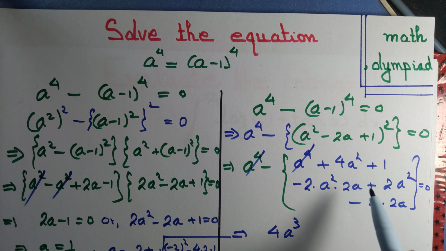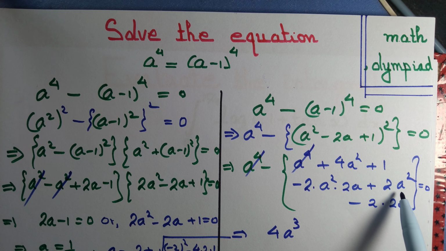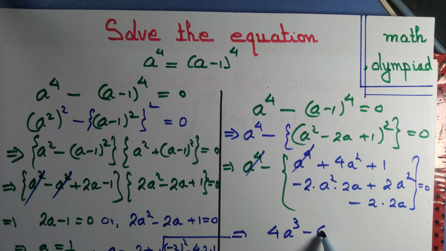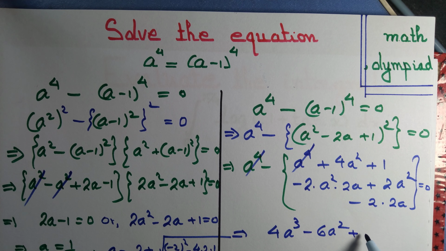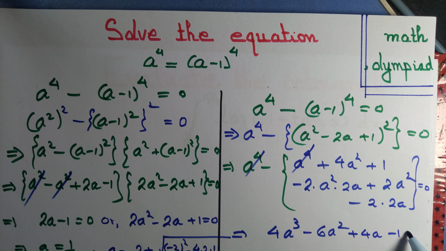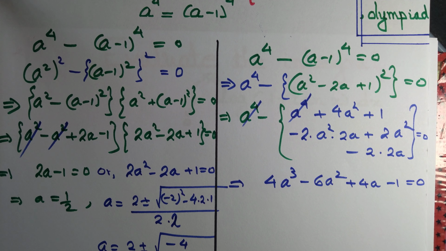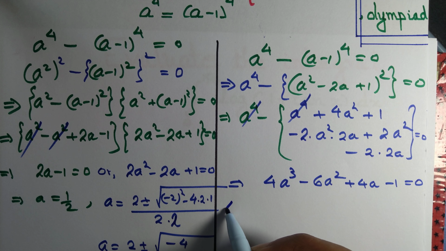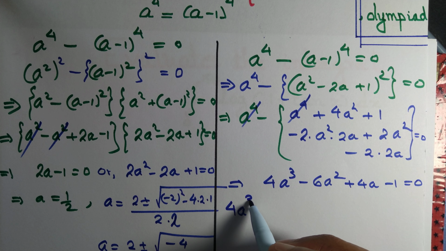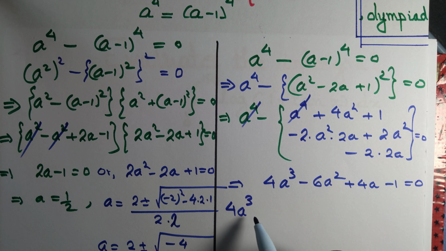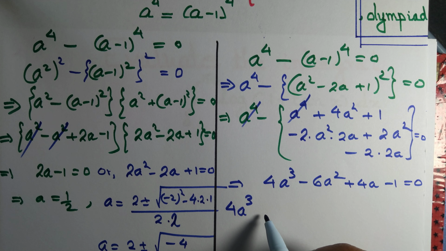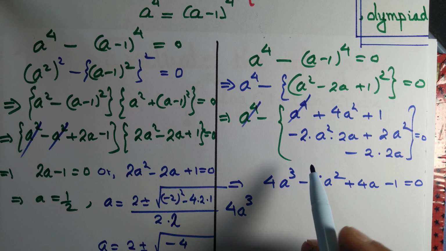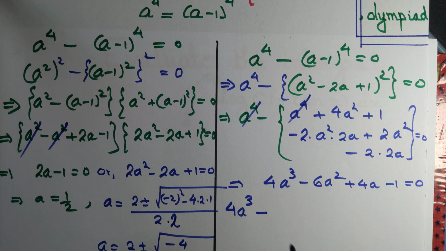4a cube, 4a square plus 2a square makes you 6a square. So minus 6a square plus 4a minus 1 equal to 0. We know that a equal to half is a root of this equation. So what we do is we factor out half. We want to factor out a minus half.